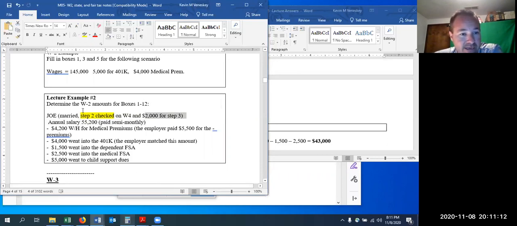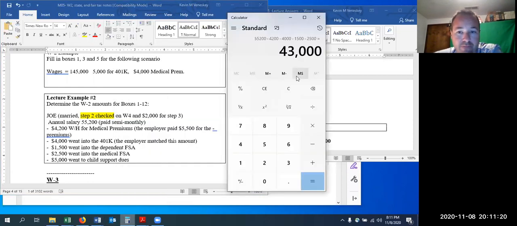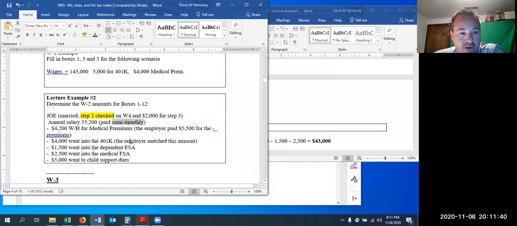All right, so let's look at it. It says he is paid semi-monthly. So let's figure up what he actually makes semi-monthly. If he makes 55,200 and we divide that equally among 24 pays, that's $2,300 every paycheck, gross pay. All right, so that's going to be our starting point, 2,300 paid semi-monthly.